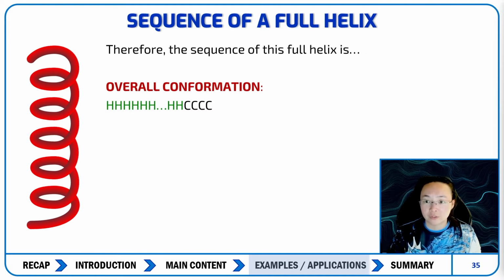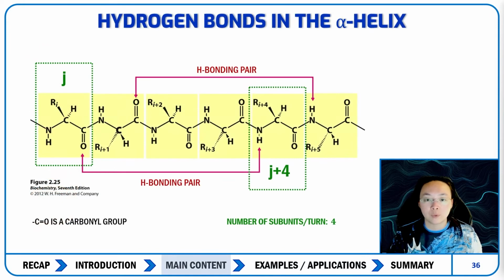So there is a picture that we've presented before, this one. So these are the hydrogen bonds in the alpha helix. We call this J, and we have J+4 over here because one alpha helical turn is 3.6 residues. So it's much better to model it every 4 instead of every 3. So we always go with J+4.